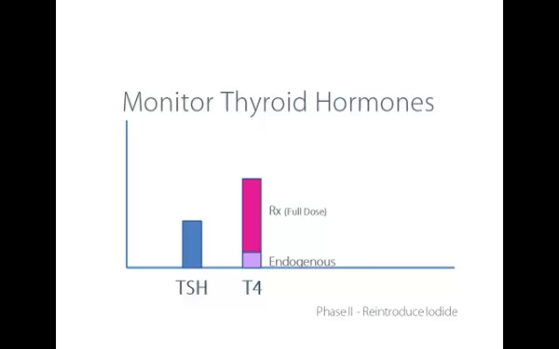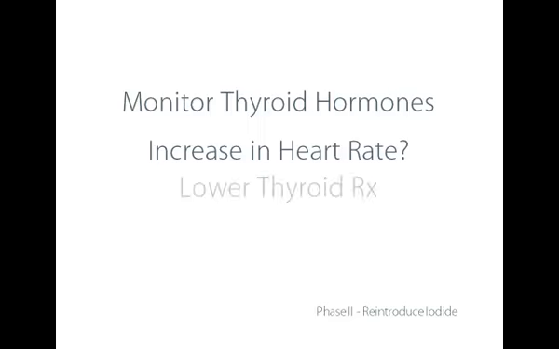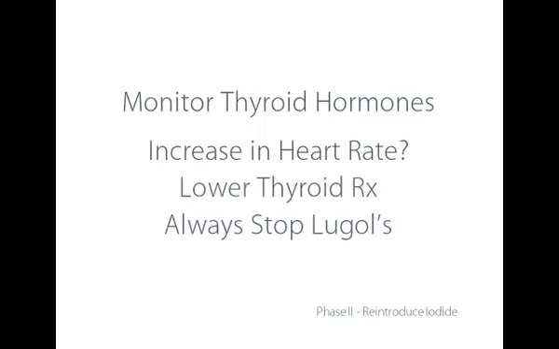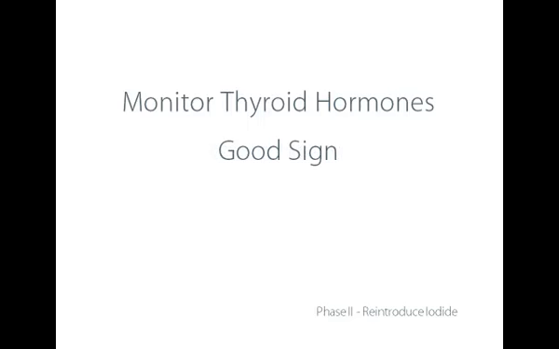So here we are back again with a little bit high TSH and a little bit of the endogenous production, which will go up with the stimulation of TSH. If there's an increase in heart rate, we want to lower the thyroid prescription. You can always stop the Lugol's, but remember, it's a good sign. If this happens, it means your thyroid is kicking in and beginning to produce its hormones. During this first 4 to 6 weeks of phase 2, as we reintroduce iodide and iodine, we don't do any lab testing. It's all done through self-monitoring.